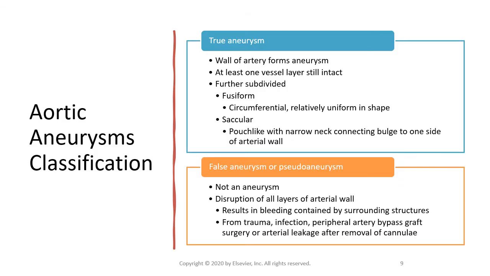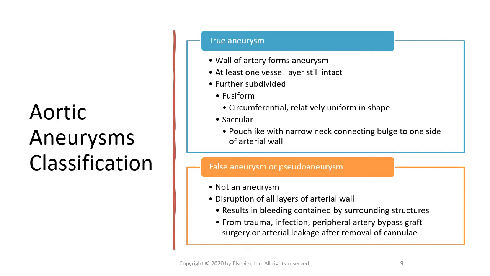True aneurysms are subdivided into fusiform or saccular types. A fusiform aneurysm is circumferential and relatively uniform in shape. A saccular aneurysm is pouch-like with a narrow neck connecting the bulge to one side of the arterial wall.